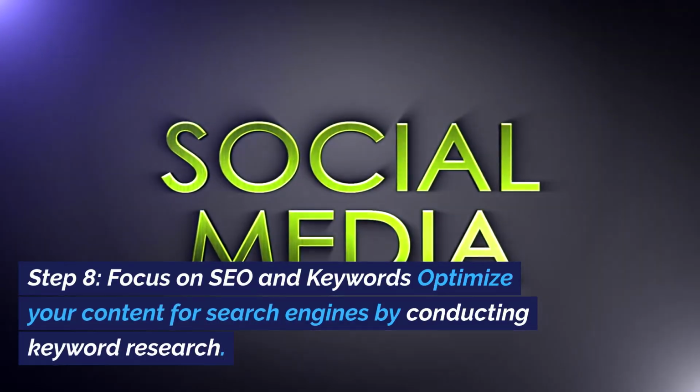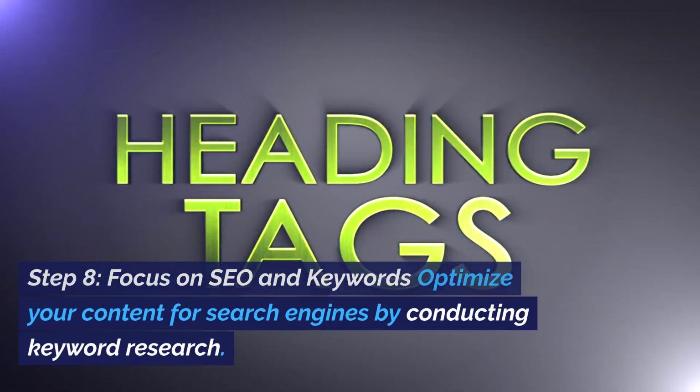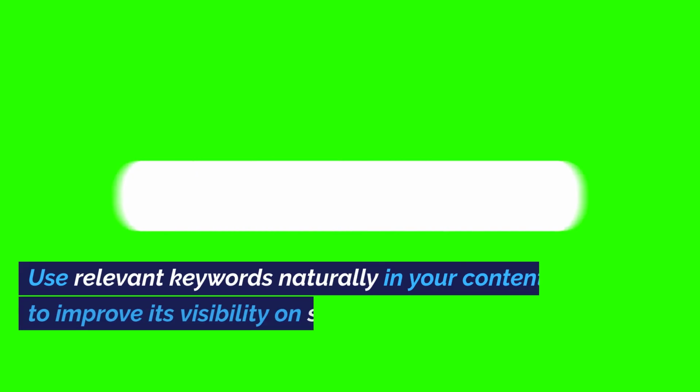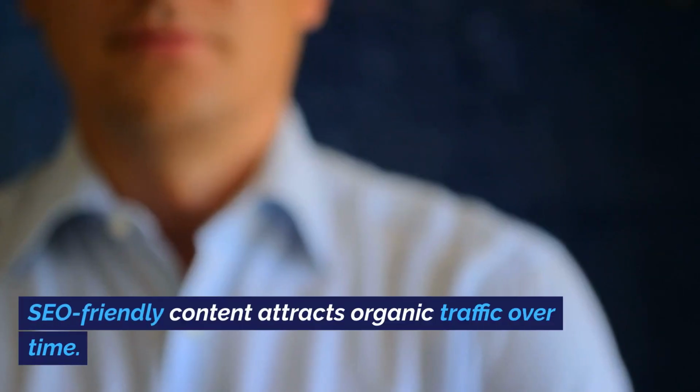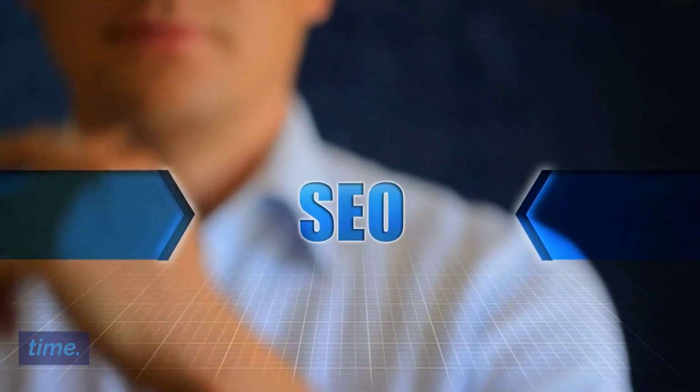Step 8. Focus on SEO and keywords. Optimize your content for search engines by conducting keyword research. Use relevant keywords naturally in your content to improve its visibility on search engine results pages. SEO-friendly content attracts organic traffic over time.